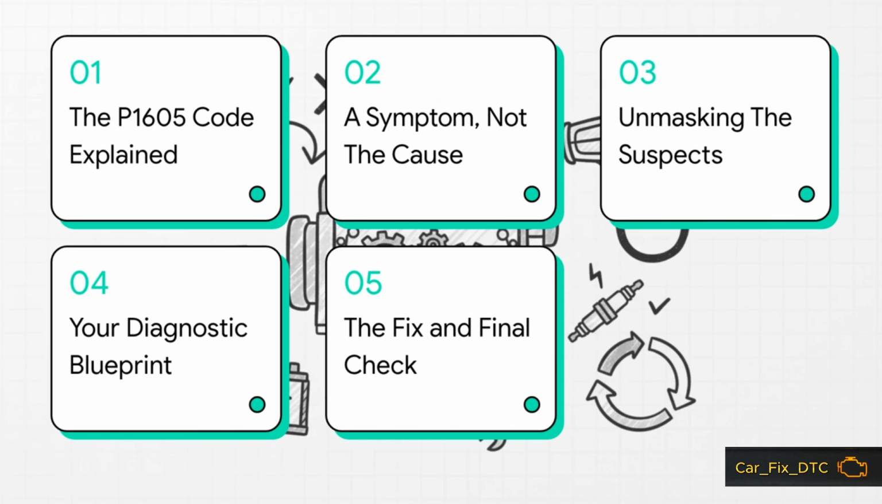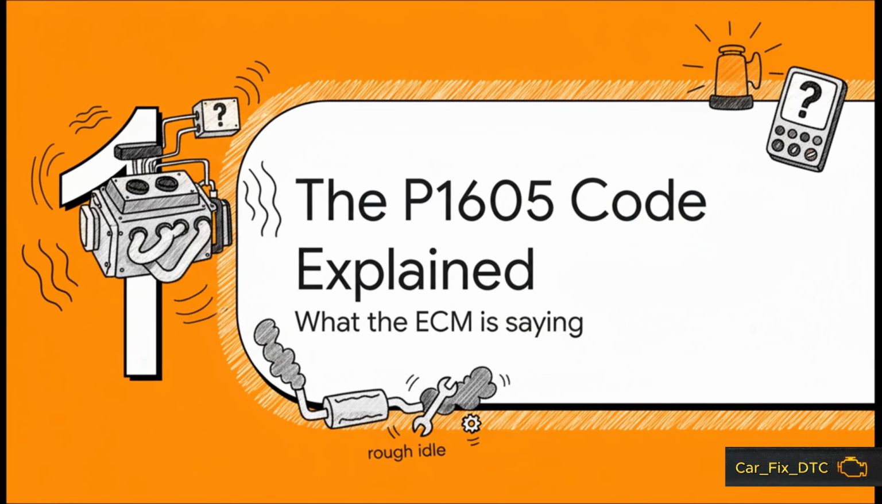First, we'll break down what the code actually means. Then, we'll talk about why it's a symptom, not the cause. This is a big one. After that, we'll go on a little hunt for the usual suspects, lay out a clear diagnostic blueprint, and finally talk about the fix and the final checks. All right, first things first. Let's translate what your car is trying to tell you.